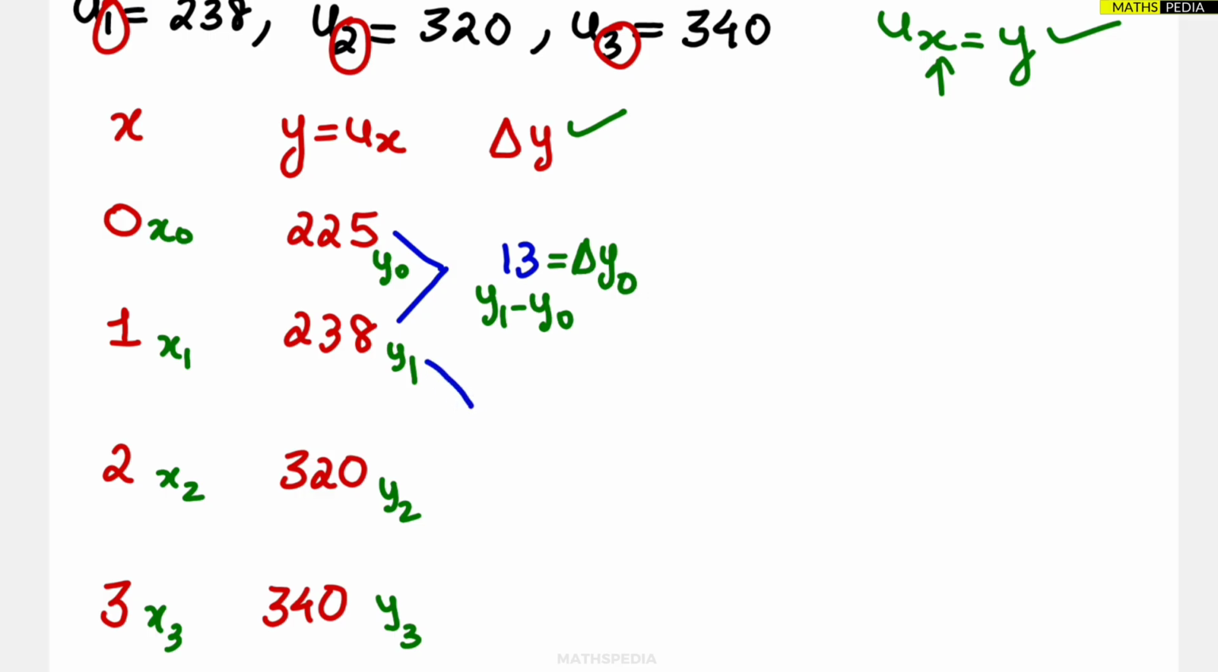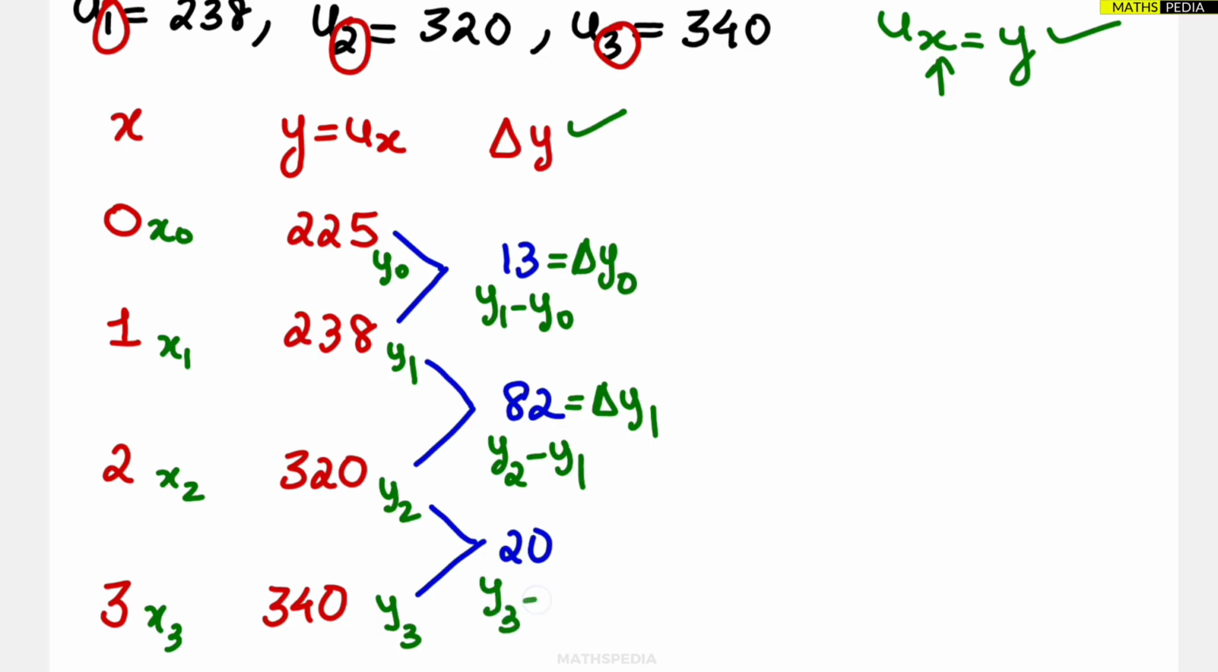Next difference we'll take: 320 minus 238. How much are we getting? It is 82. Again the same thing: y2 minus y1, and this represents the delta y1 value. Next, the difference between this and this is 20, y3 minus y2, and this is delta y2. So the first forward difference column is done.